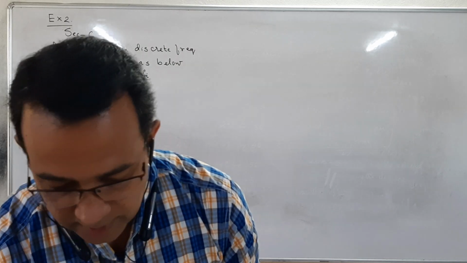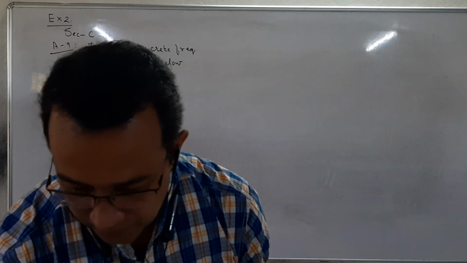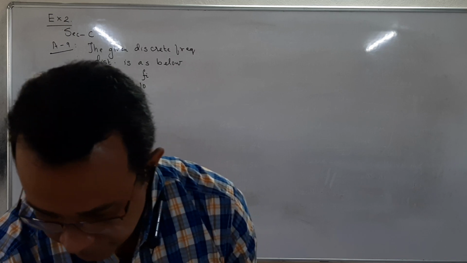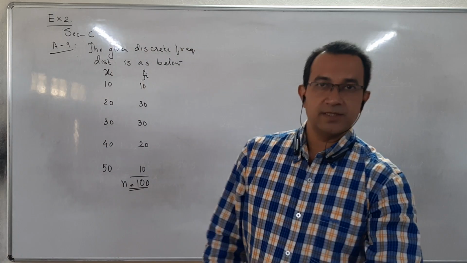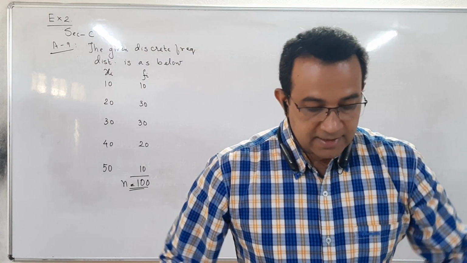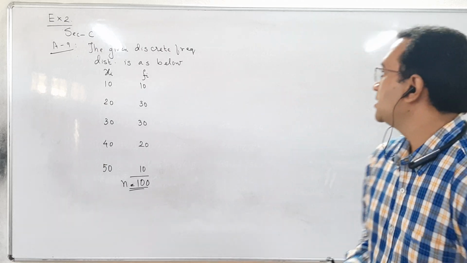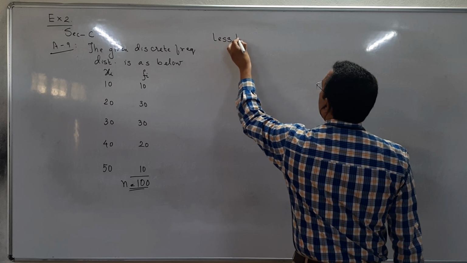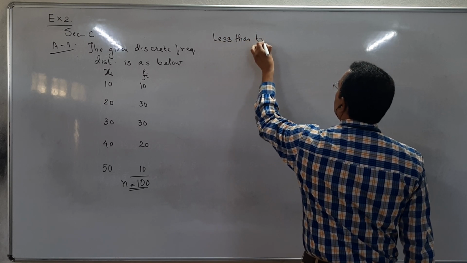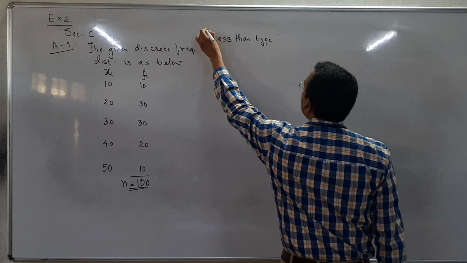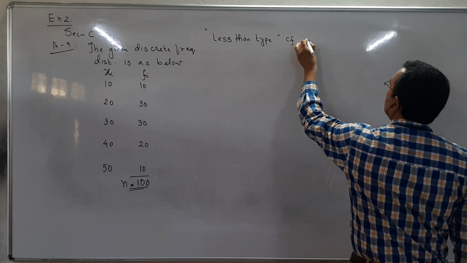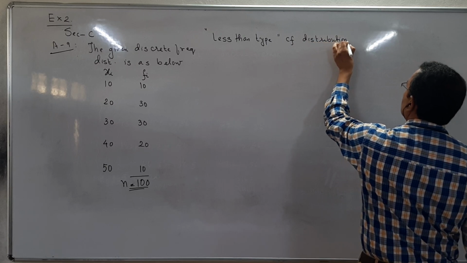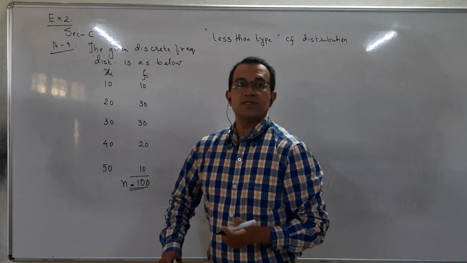So we have started the 9th sum of section C, students. We are doing the 9th sum of section C. Here it is told to prepare less than type cumulative frequency distribution. So I give the title less than type cumulative frequency distribution. Mind you, this is a discrete distribution.